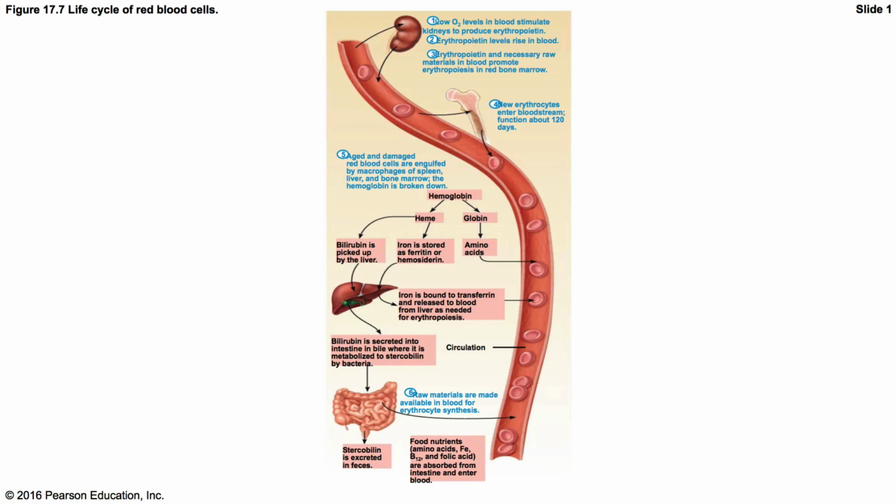So you have heme and you have globin. The globin, that's the protein part, it ends up getting broken down into the amino acids, it enters circulation, and ends up getting recycled.